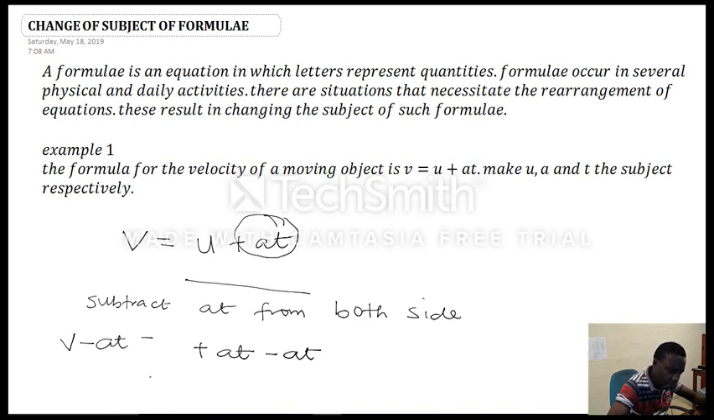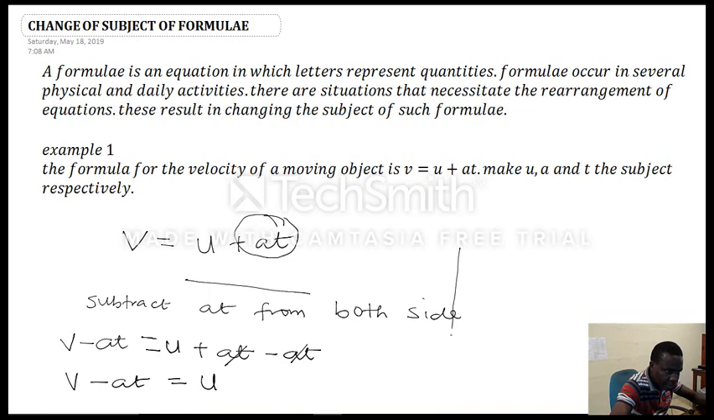Okay, now my u did not come up. Okay, so I have subtracted at from both sides. Now you agree with me that at minus at is equal to 0. So this is going to cancel this, so that I have v minus at is equal to u. By doing this, I have made u the subject of the formula.